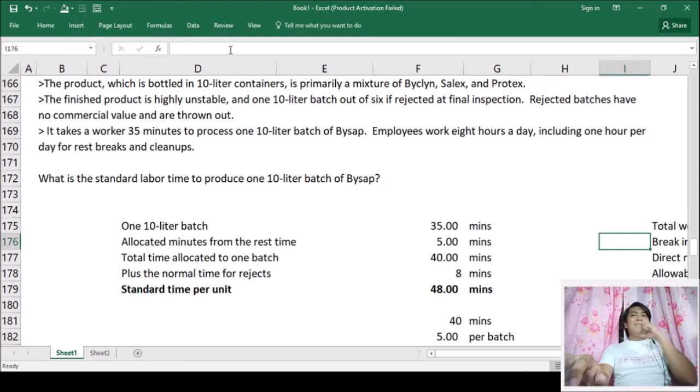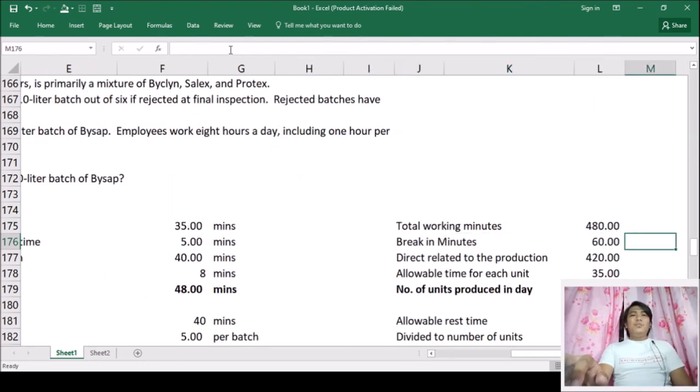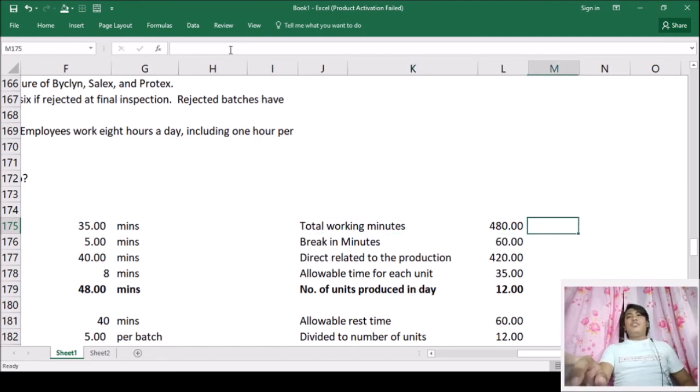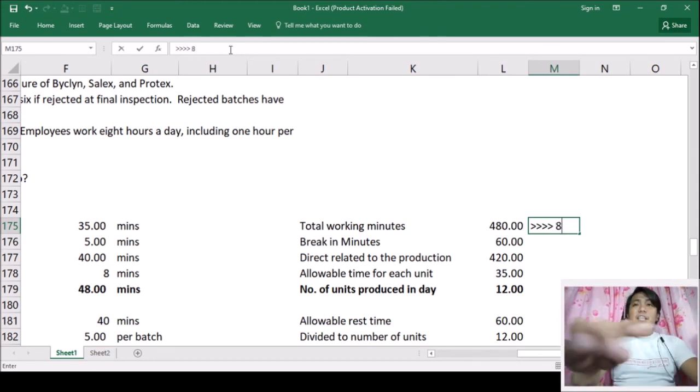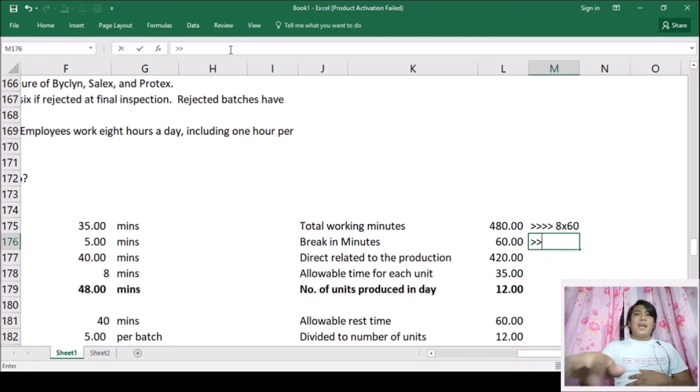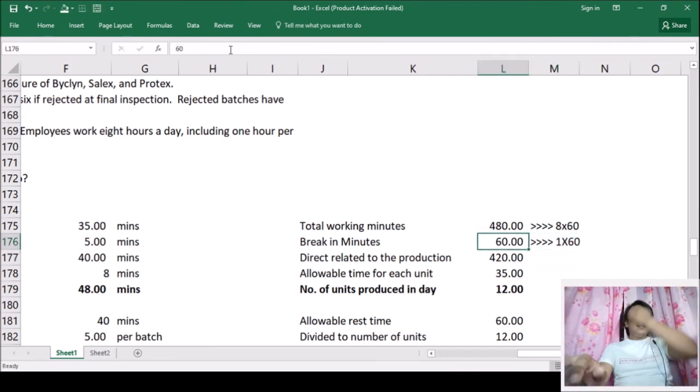Okay, follow my computation. The total working minutes is 480. How was 480 computed? That is 8 hours a day multiplied by 60 minutes, that is 480. But included in the 480 is the break time. Take note, we have a break time of 1 hour multiplied by 60, that's why it became 60.